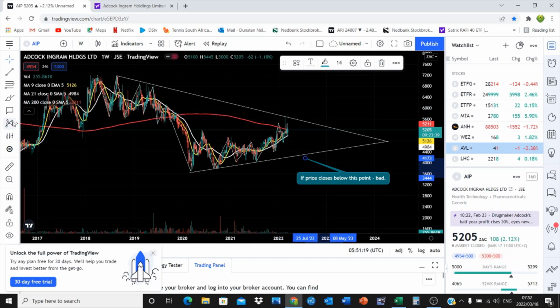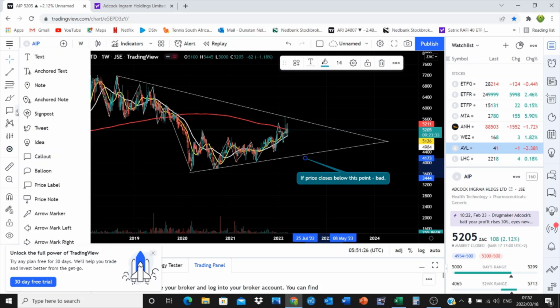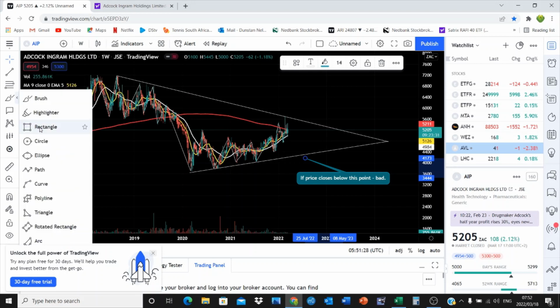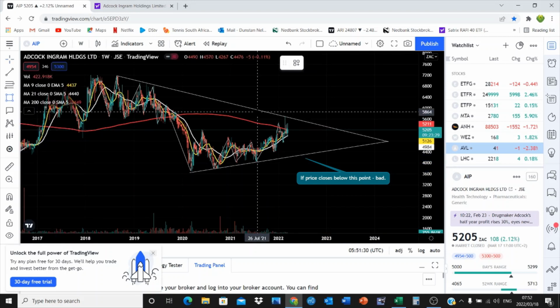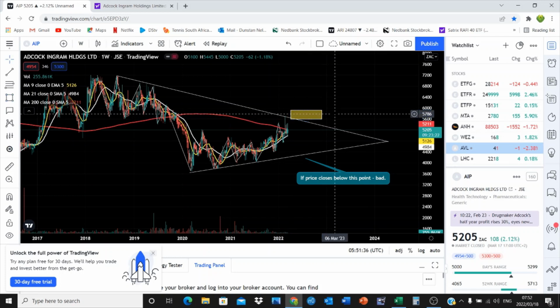Now what I like to do is find my rectangle shape. Aha, there's my rectangle shape. Now I'm going to put a little rectangle shape over here, and that is just an indicator if price happens to break into here and close. Now that's the important thing, it must actually close there.